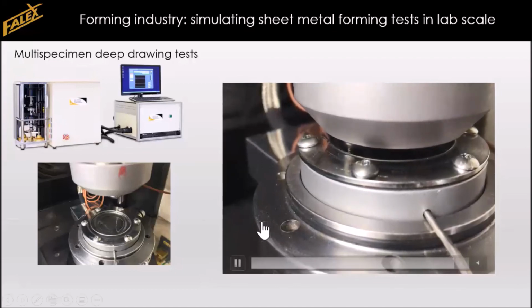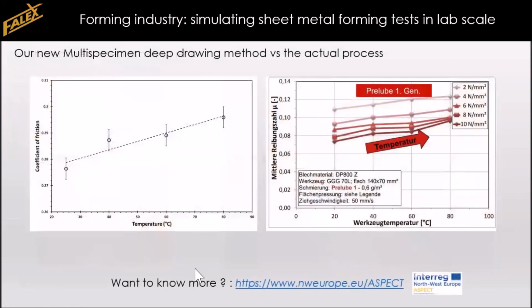After testing, we can plot the coefficient of friction, in this case as a function of different temperatures. On the left-hand side, you see the results, and we see that the coefficient of friction in this simulation is indeed increasing with temperature, just as we have seen in the strip drawing test.